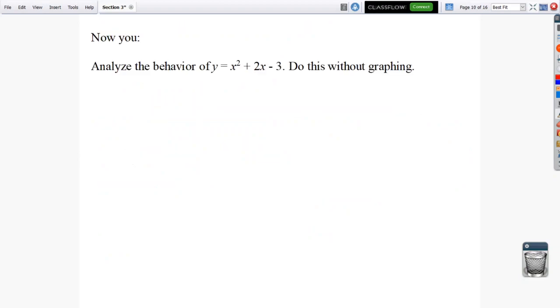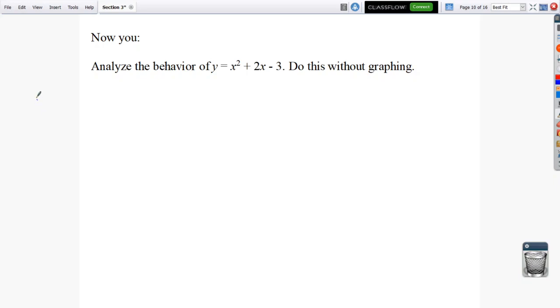Now try this one out. Pause it, and then I'll come in and I'll do the work. Before you pause it, you're just trying to determine where the function is increasing, where it's decreasing, where it's concave up, where it's concave down, maximum, minimum, and maybe a point of inflection. But we haven't officially talked about point of inflection yet. So pause. And now you can come back here.